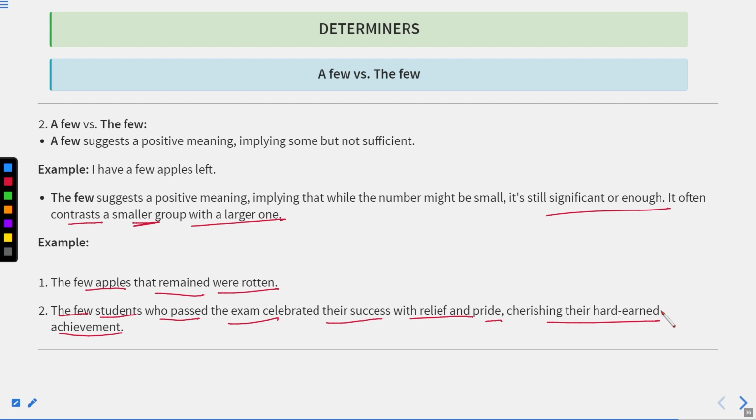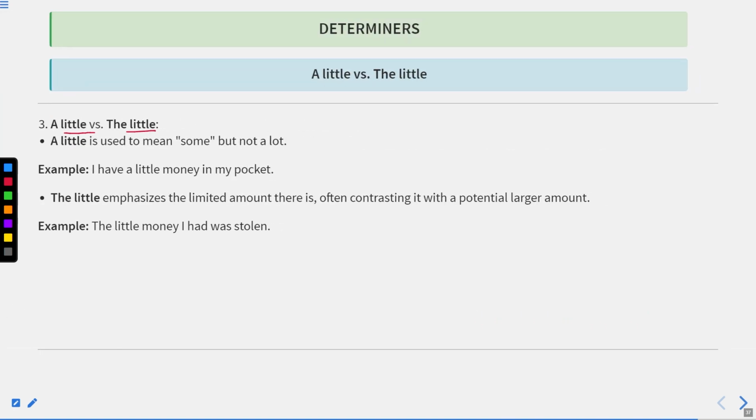Okay. A little versus the little. Again, the same thing. A little is used to say some, but not a lot. Sorry, a little and the little are used with uncountable nouns, whereas if we talk about few, a few or the few, they are used with countable nouns. So with uncountable nouns, we use a little or the little.